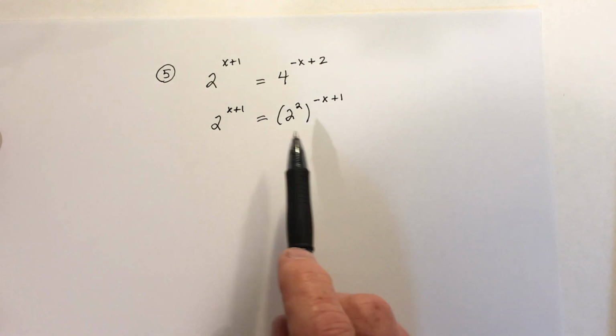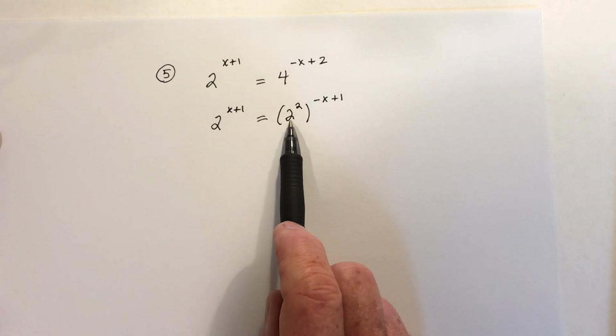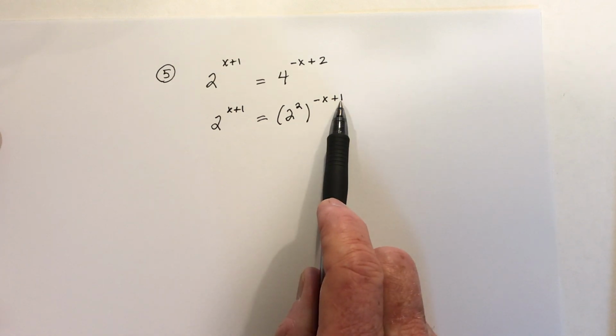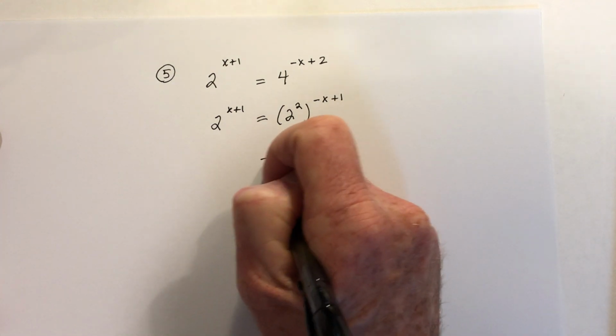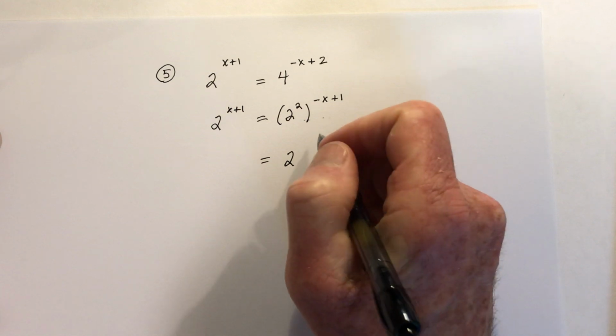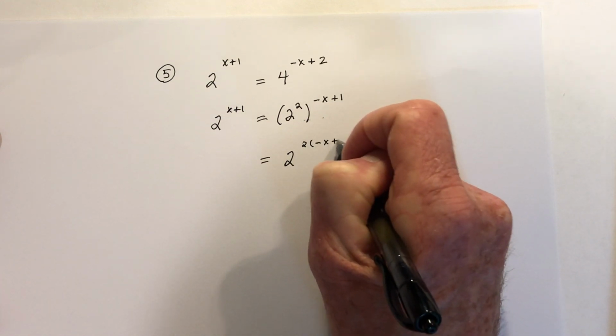And then before I can set the exponents equal to each other, I should simplify this one so that it just looks like 2 raised to something. Remember, when you have an exponent raised to another exponent, you multiply these two. So on the right side, it's really the base of 2, and then it's 2 times negative x plus 1.